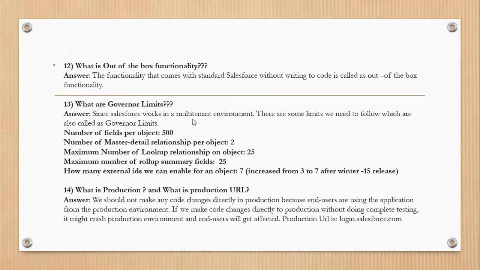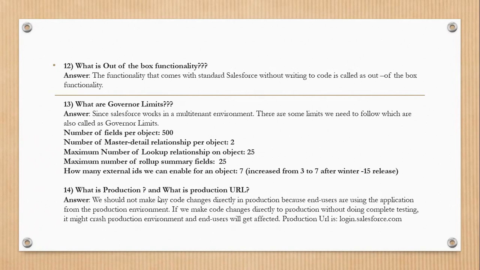Since Salesforce works in a multi-tenant environment, there are some limits we need to follow, which are also known as the governor limits. Number of fields per object 500, number of master detail relationships per object 2, maximum number of lookup relationships per object 25, maximum number of roll up summary fields 25. How many external IDs we can enable for an object increased from 3 to 7 after the 2015 release.